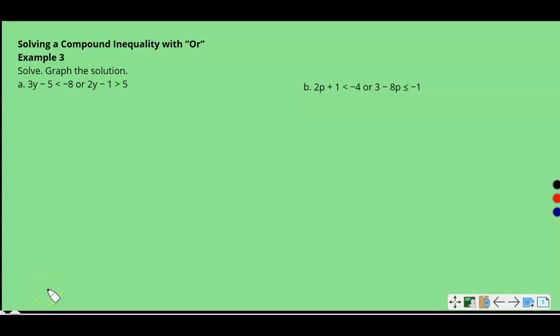All right, this is part 2. We are going to continue solving compound inequalities. We've looked at the difference between and or statements, and now we're going to solve a few ors. All right, so it says solve and graph the solution.